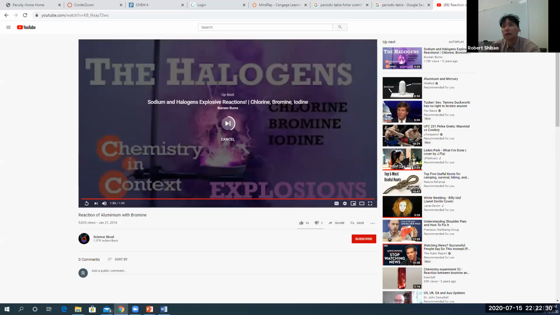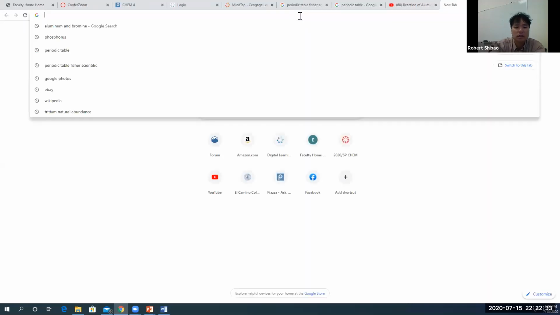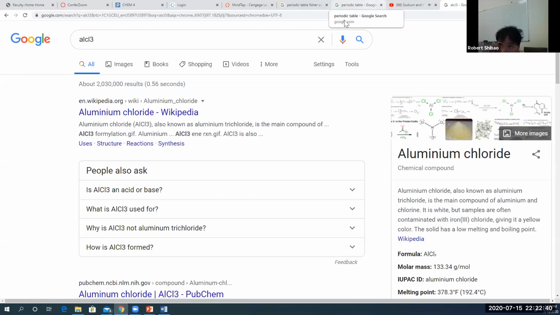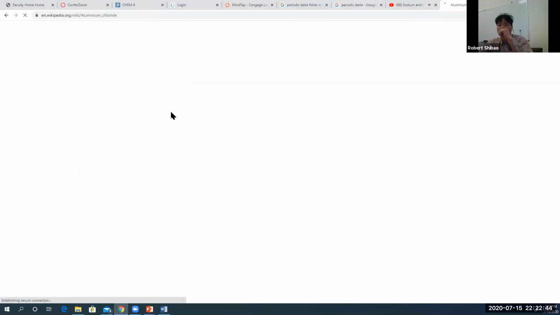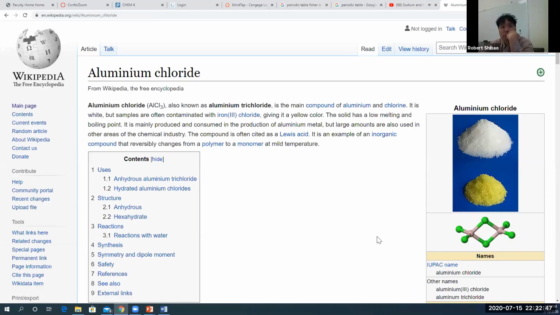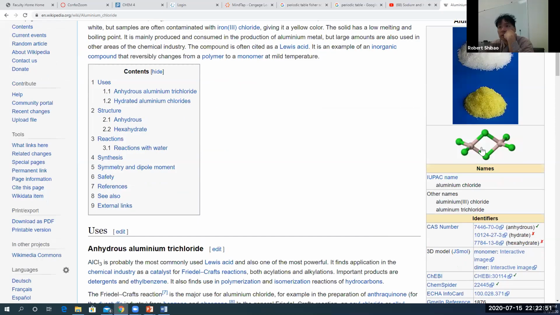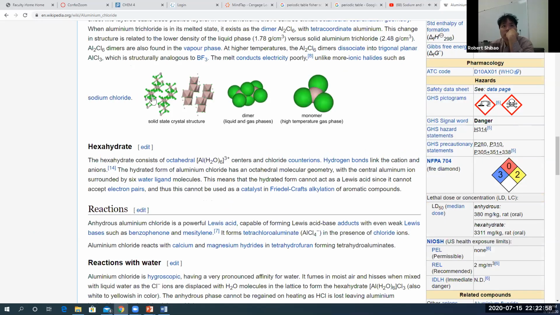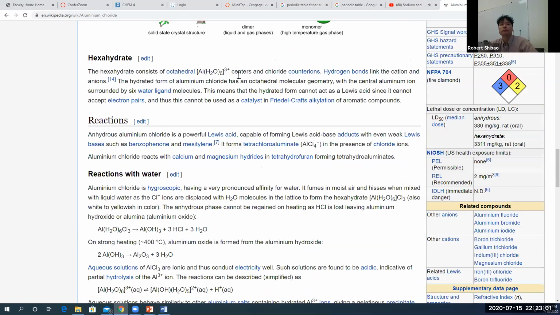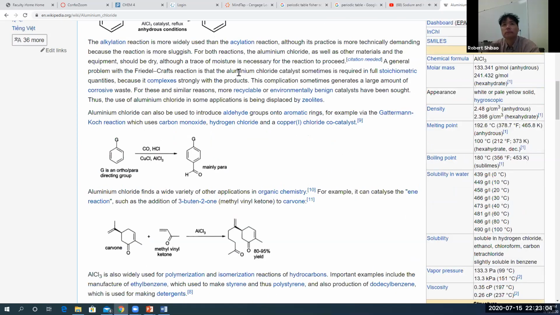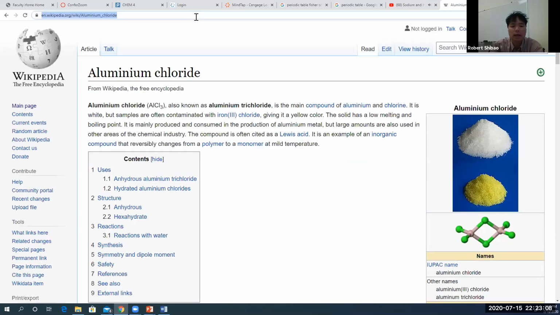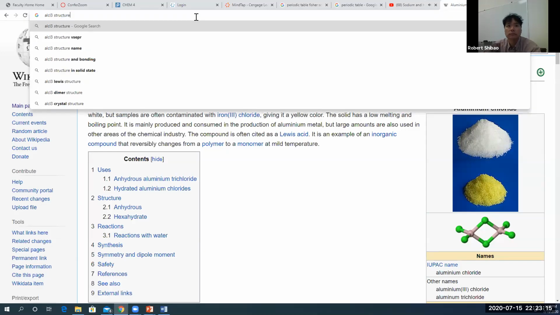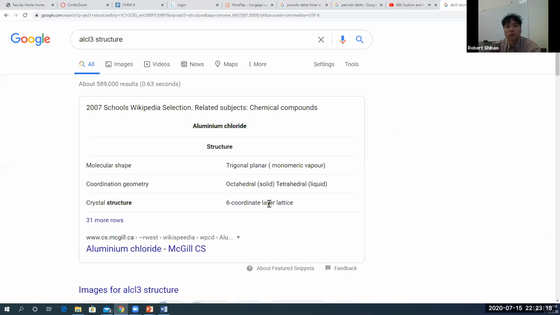Some of these here, for example, aluminum chloride should form a lattice. So let's look at AlCl3. That is an ionic lattice. Let's take a look at the structure. AlCl3 lattice. So I'm going to go to AlCl3 structure. Six coordinate layered lattice, yeah.